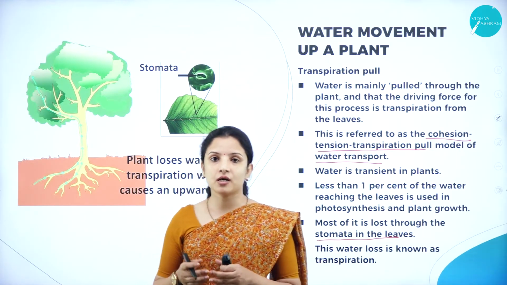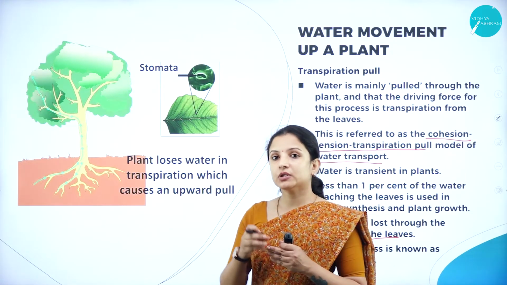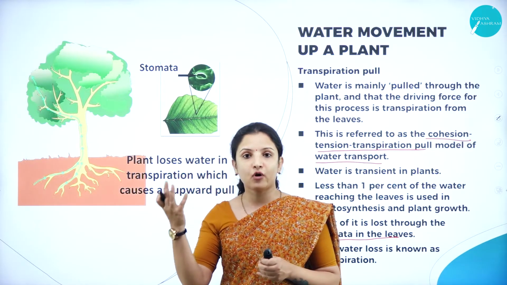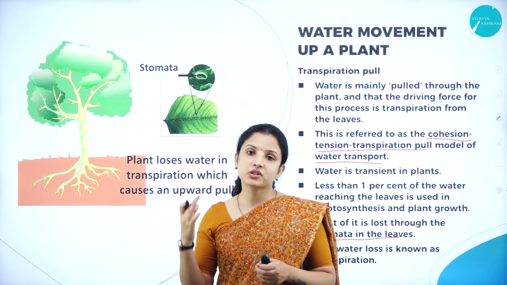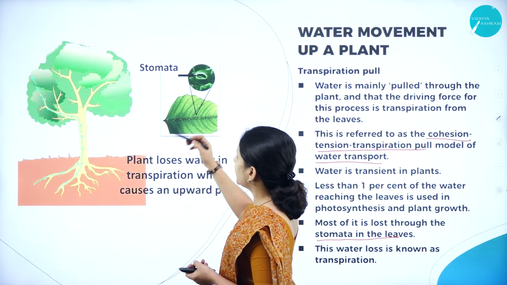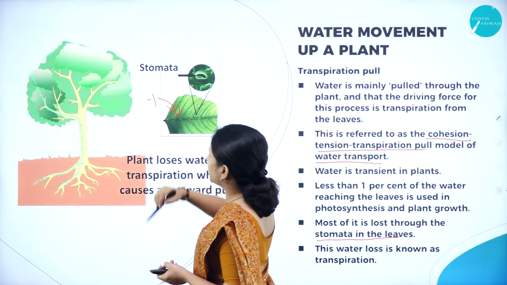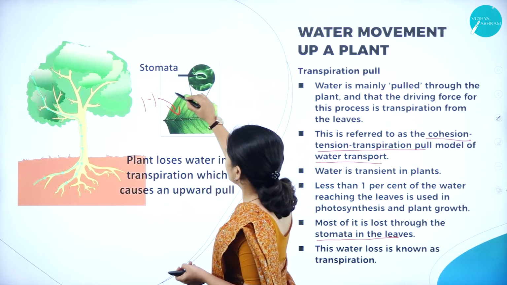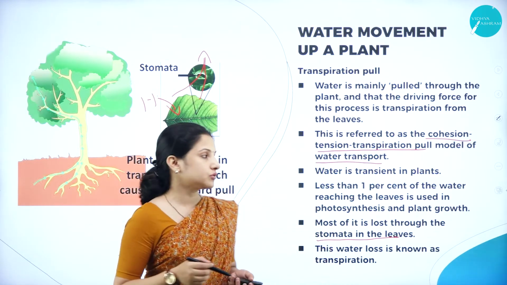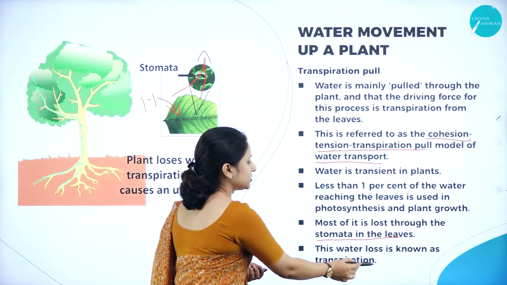So the stomata during the daytime when they are open, what happens? The excess water that is there moves out of the stomata, and in the form of vapor it will be lost, which is nothing but transpiration. So only 1% will be utilized by the plants, and the rest of it will move out through the stomata. Water evaporates through the stomata. So this water loss is known as transpiration.